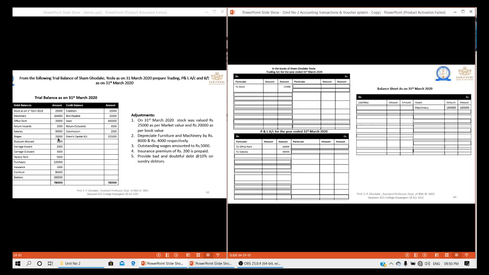Then we have the wages, 20,000. Wages is a direct expense, so trading account, and there is an adjustment of outstanding wages. So we'll have the wages over here and we'll keep one line blank. We have written it into the inner column because the adjustment is there. Then we have the discount allowed, which is at the profit and loss account debit side. Then we have the carriage inward, which is at the debit side of the profit and loss account. Then we have the carriage outward, which is at the trading account debit side.